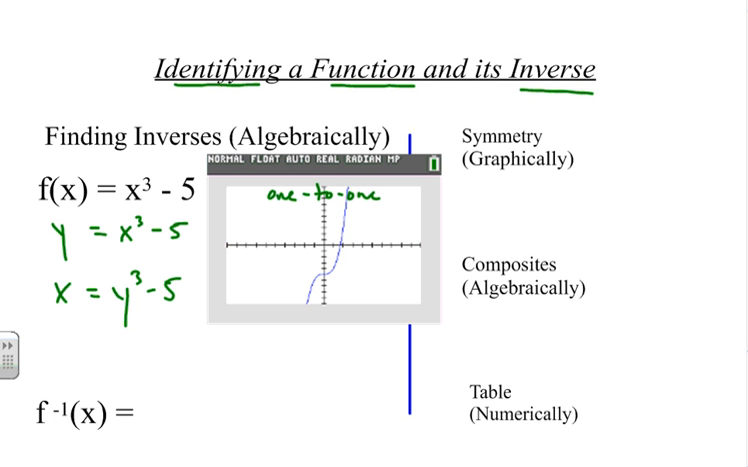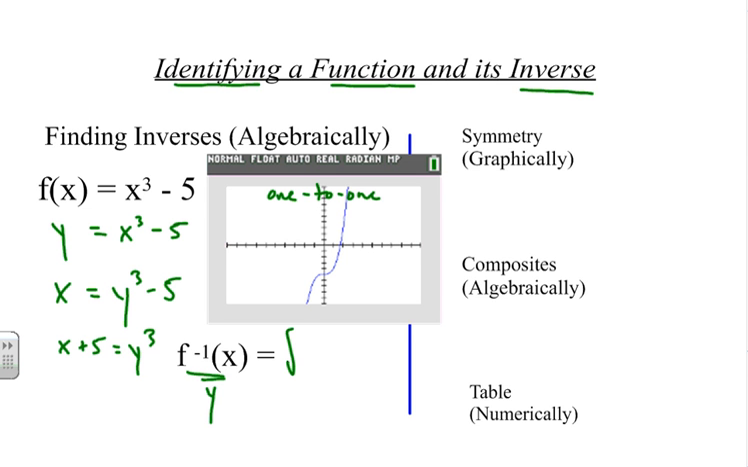When we solve for y, I'm going to add 5 to the other side, do my algebra, and then take the cube root. And we find that y equals the cube root of x plus 5.